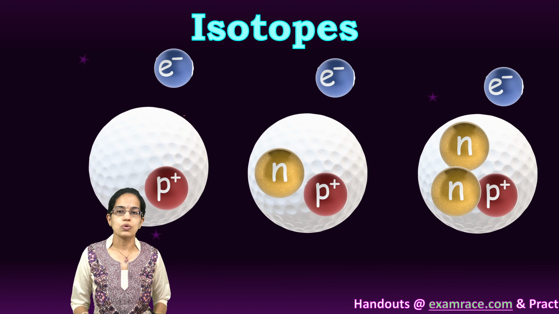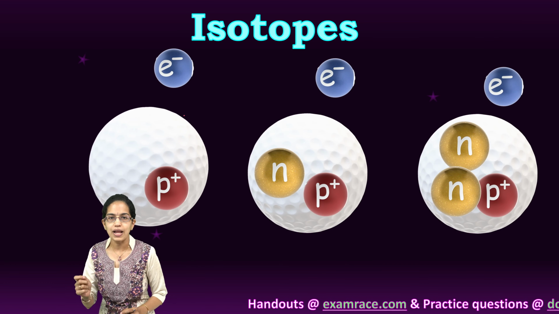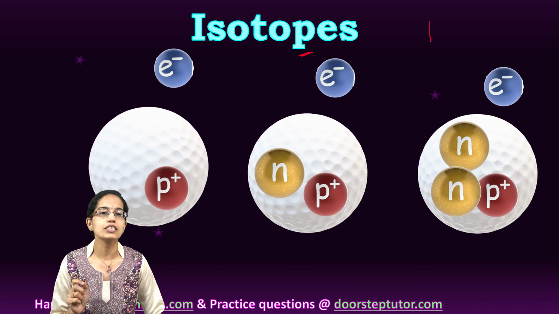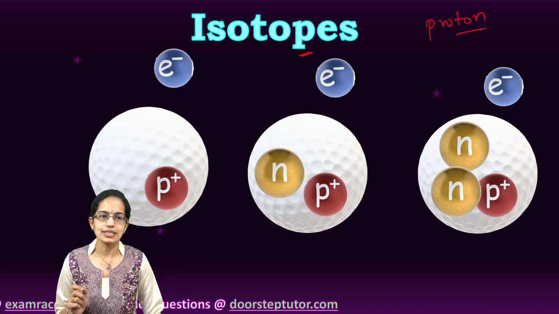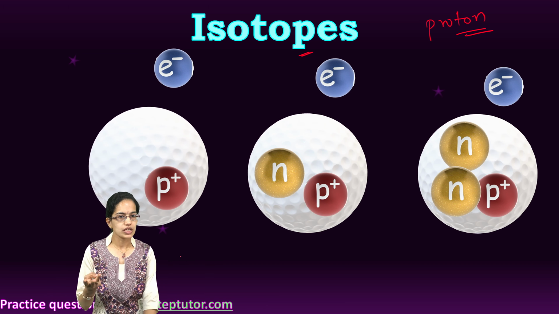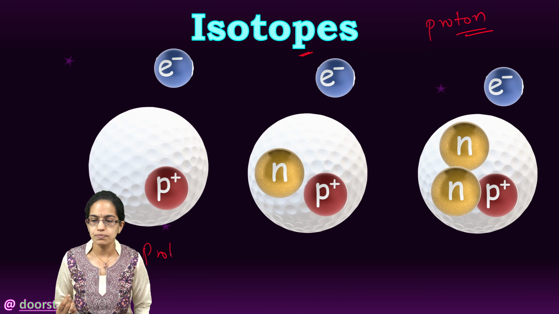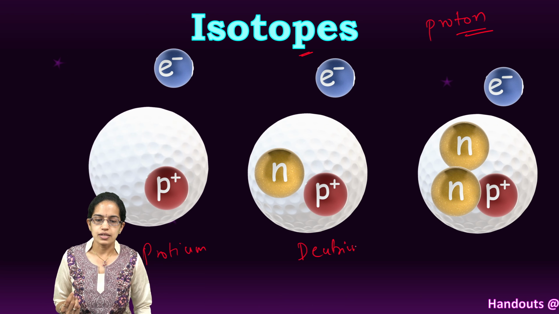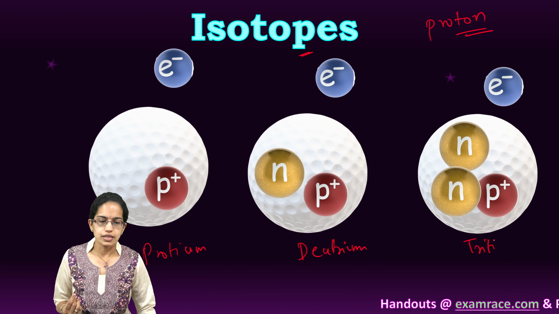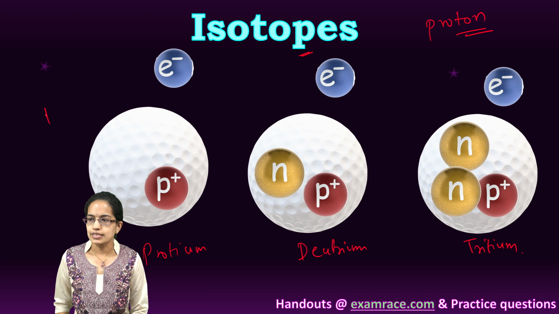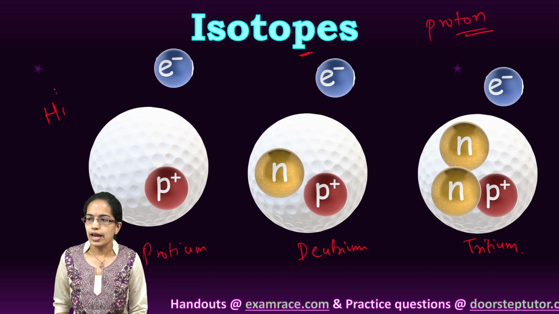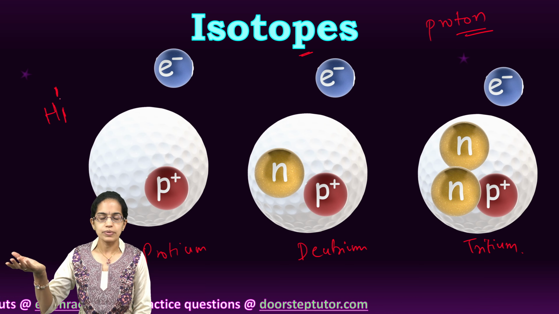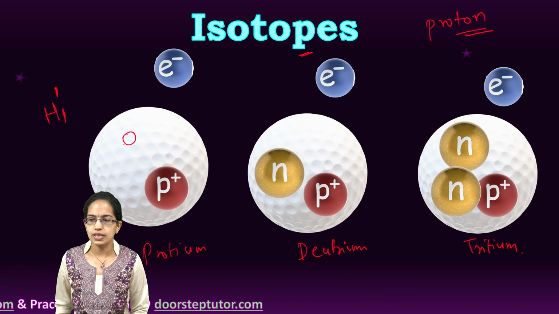Now, isotopes basically imply that you have the same number of P, that is protons. As in the case here, we have three atoms: protium, deuterium and tritium. Here, in the first case, I can write it as H11, that is hydrogen with one proton, and the total atomic mass is 1, so the number of neutrons becomes 0 here.